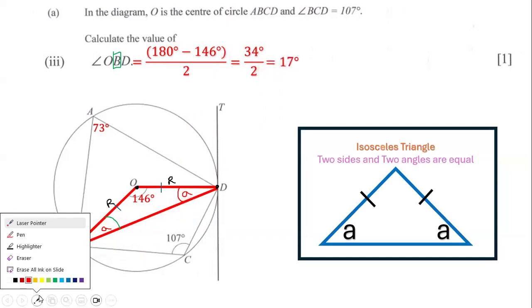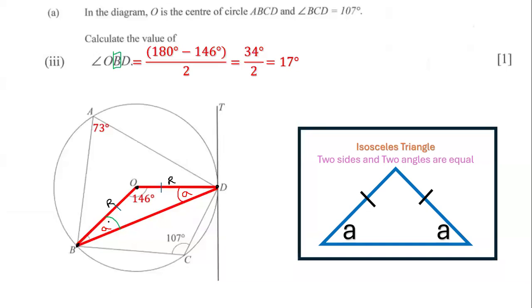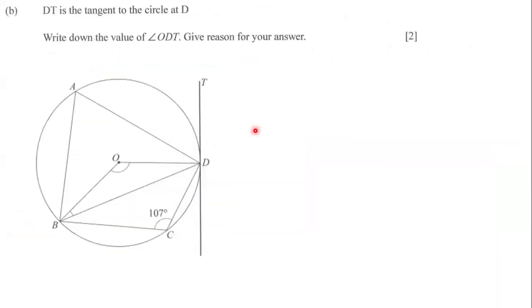So what does that mean? That means that this angle here is 17, and this angle here is also 17. And that means that angle OBD is equal to 17 degrees. 17 degrees is our answer.